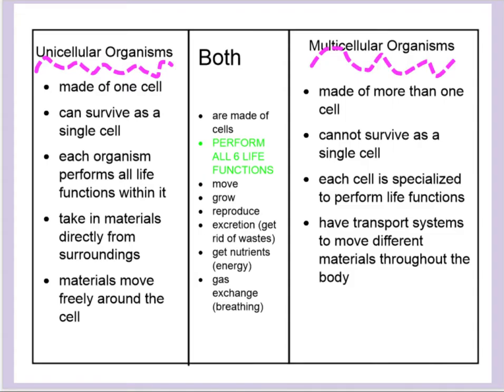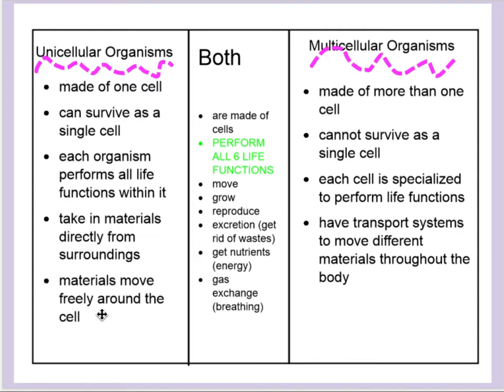All right, so here are some good differences between unicellular and multicellular. Again, a unicellular organism is made of one cell, and it can survive as that one single cell. And that organism can do all life functions within it. All six life functions that we just said are also listed right here in the middle. They can move, they can grow, reproduce, excrete, exchange gas, or breathe. All right, get nutrients. They take in materials directly from their surroundings. So they are kind of living off of what is right there. But these materials do move freely around in the cell.